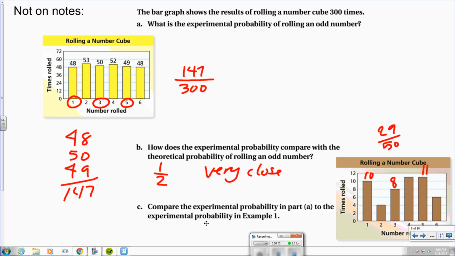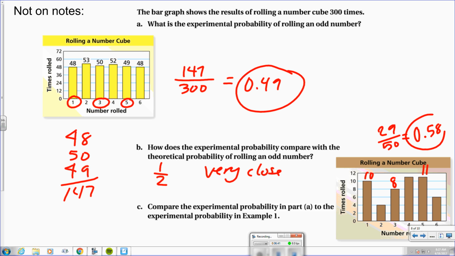Well, let's just find the decimal equivalents of these. So 147 divided by 300 gave us 0.49. But 29 divided by 50 gave us 0.58. So what I'd like you to notice is if you do 300 experiments, you're going to get closer to 50% than if you only do 50. The more you do something, the closer you get to your theoretical probability. And that's what we want to understand as we look at the difference between theoretical and experimental.